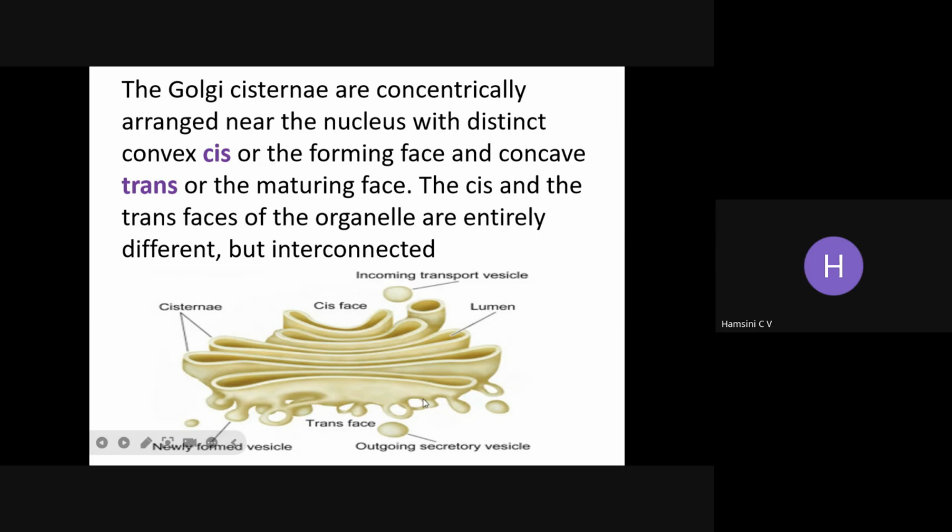See, the Golgi cisternae are concentrically arranged near the nucleus with distinct convex or forming phase. This is how it is arranged near the nucleus, where actually the endoplasmic reticulum is present. Okay, how is it facing? This cis phase is facing towards the endoplasmic reticulum and the trans phase usually will be facing towards the plasma membrane. Am I clear?